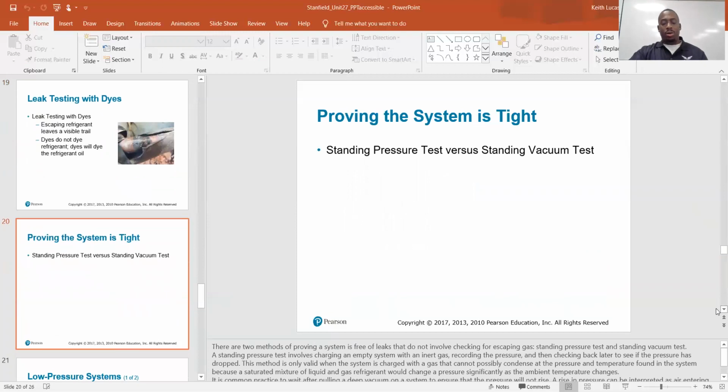Those dyes are also known to clog TXVs in some systems too. So you might want to ask about that in the future before you buy one. Just make sure you get one that's maybe better than what they used to use.